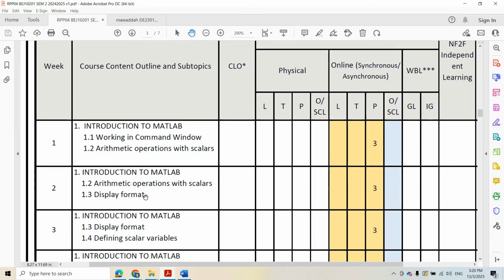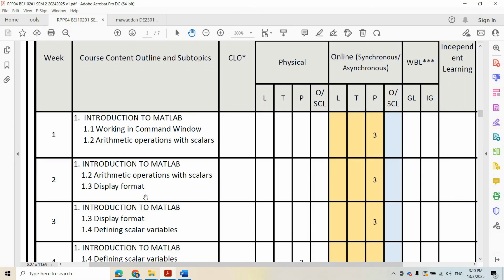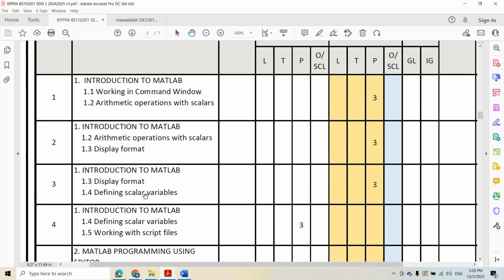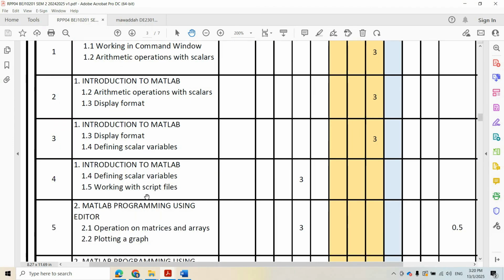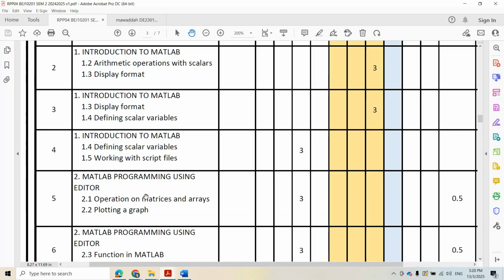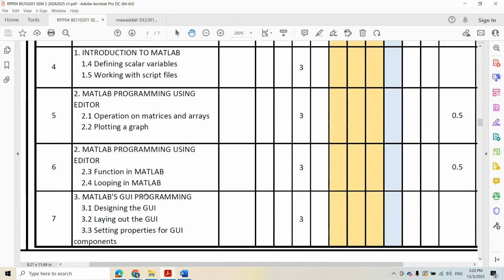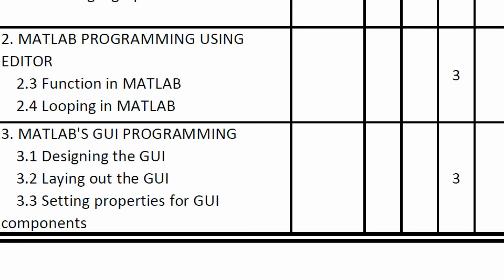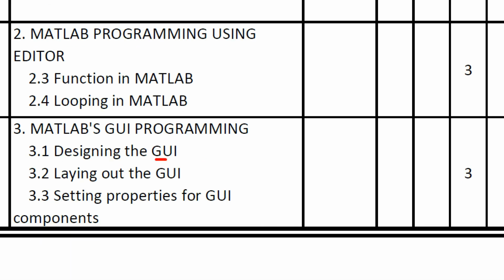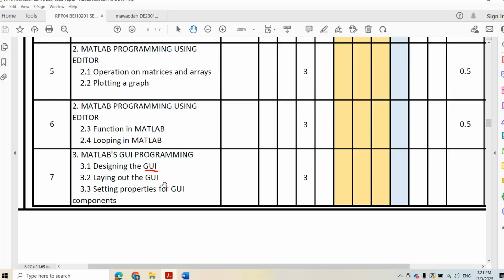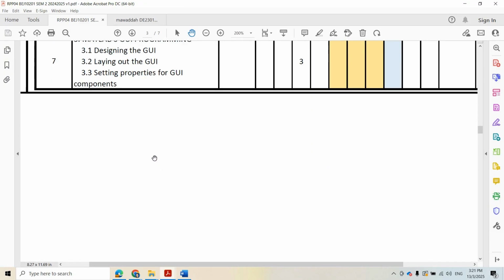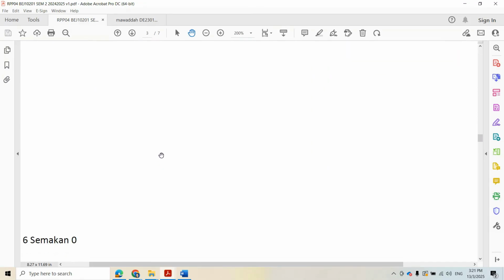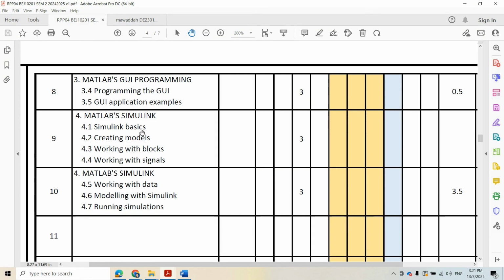The course content is here. You will be introduced to MATLAB. We'll be telling you what MATLAB can do, and how it can be used to solve some complex engineering problems. After that, we'll be looking at the GUI, how to develop a GUI. For your information, GUI means graphical user interface. After the GUI, you will be learning simulation.